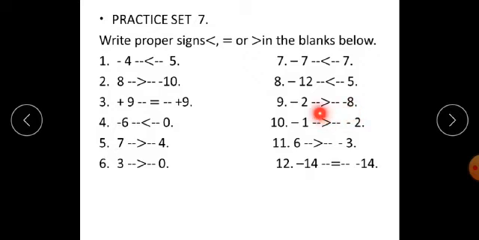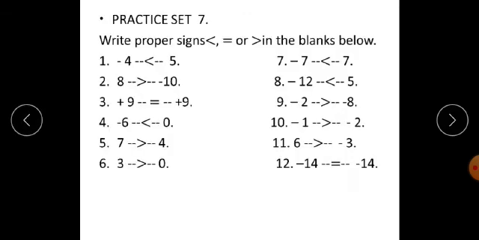Naturally, minus 2 is very close to the origin as compared to minus 8 and therefore it is the bigger number. Minus 1 and minus 2. Minus 1 is the bigger number. 6 and minus 3. 6 is the bigger number. Minus 14 and minus 14. Both these numbers lie at the same distance from the origin and also on the left hand side of the origin at the same place and therefore they are equal to each other.